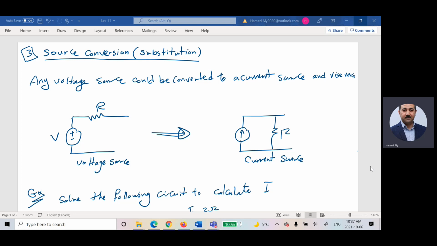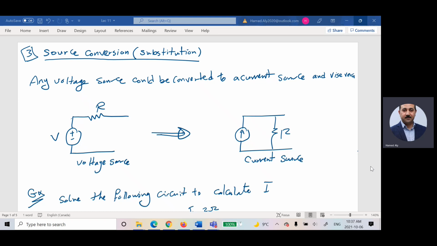Maybe the current divider will help me simplify part of the problem for calculating the current in a certain branch, or the voltage divider could help me find the voltage for a specific branch as well. When we started talking about different methods like the node voltage method, I told you that this method could be used for solving any problem. So any problem you would like to solve for finding the voltage or the current, you can use the node voltage method. And in the same way, I can use the mesh method for solving any problem.